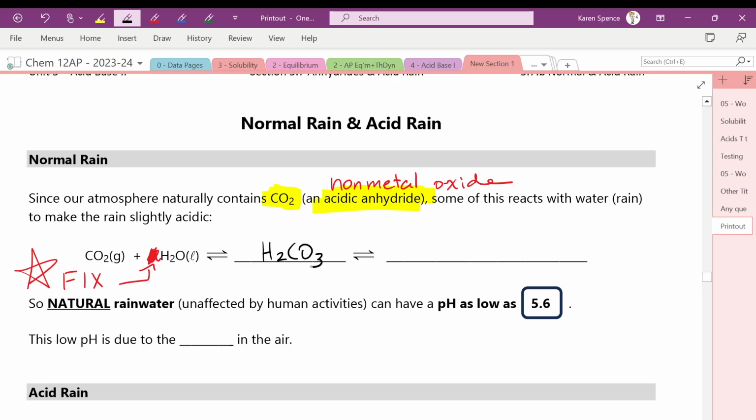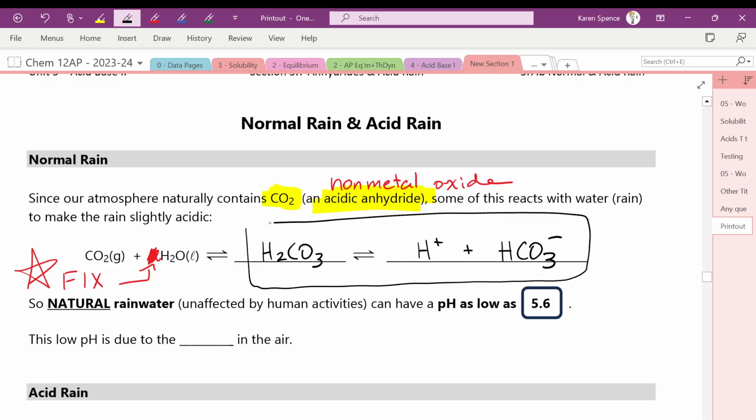Once you have H2CO3, what can you produce? H+ plus HCO3-. What would we have here? Any biologists recognize that? Oh, carbonic acid buffer. Carbonic acid buffer. This is our blood buffer.